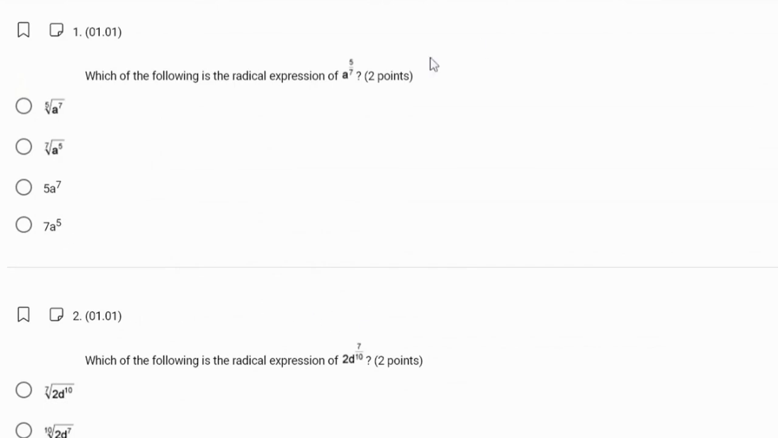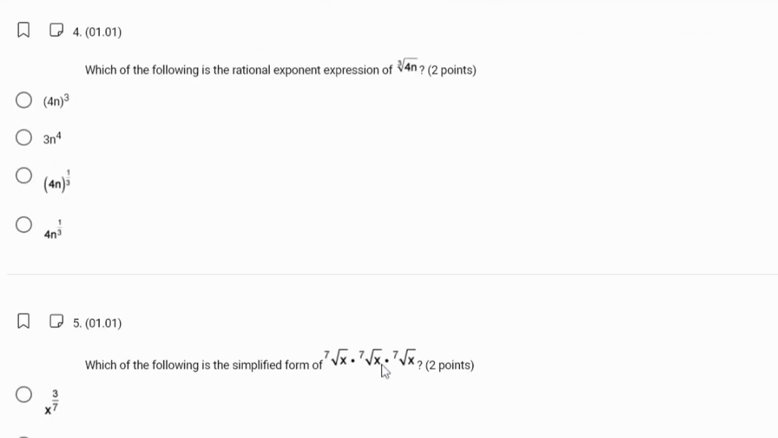See, now we can read these numbers. A to the 5/7, 2D to the 7/10. We couldn't see that with the dark. But anyway, there are 5 problems just converting back and forth between radicals and rational exponents.